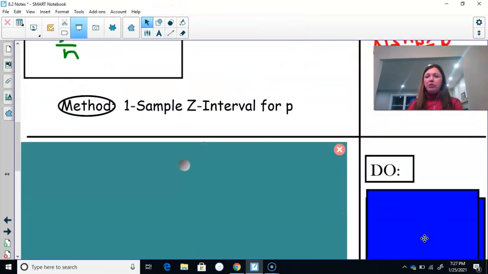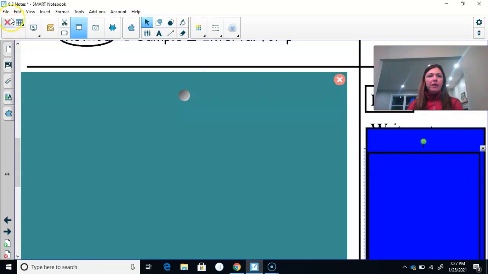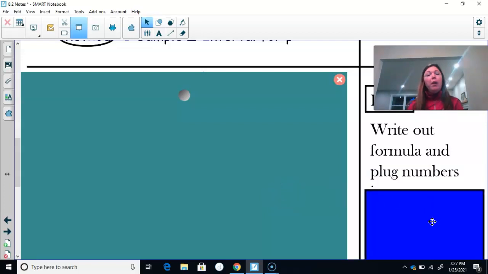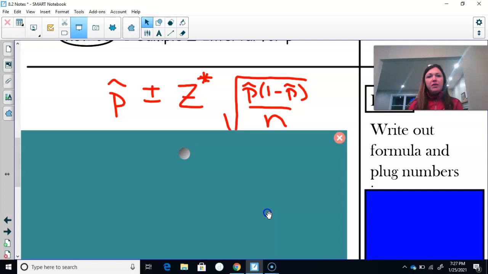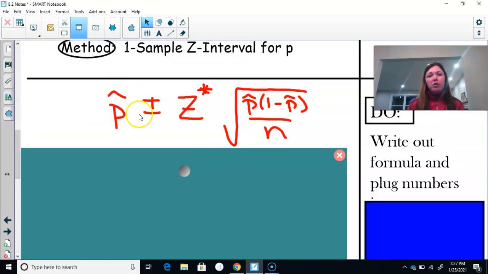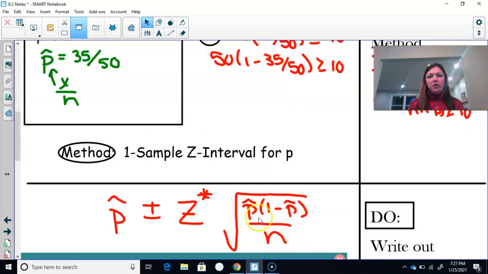Okay, what do you need in the do? You need to write out the formula we just wrote out, and then we need to plug the numbers in. So we already have this written out on the first page. We take our statistic p hat plus or minus our critical value times the standard error of the statistic, so p hat times 1 minus p hat over n. We know what our p hat is. That's 35 out of 50. So we can fill that in: p hat here, p hat here, p hat here, and we know what n is. What is this z star, this critical value though?